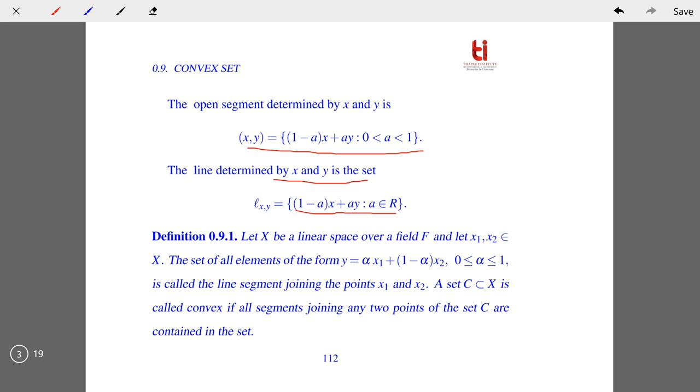So we'll discuss now the definition of a convex set. Let X be a linear space over the field F, and x1 and x2 are two points in X. The set of all elements of the form y equal to alpha x1 plus (1 minus alpha) x2, where alpha lies between 0 and 1, is called the line segment joining the points x1 and x2. A set C subset of X is called convex if all the segments joining any two points of the set C are contained in the set.